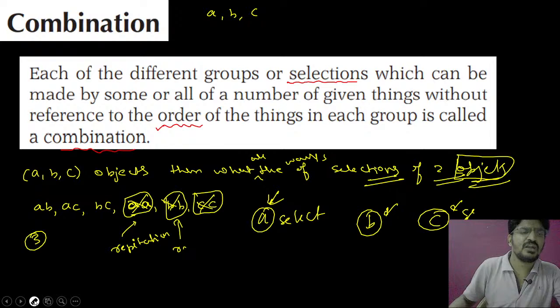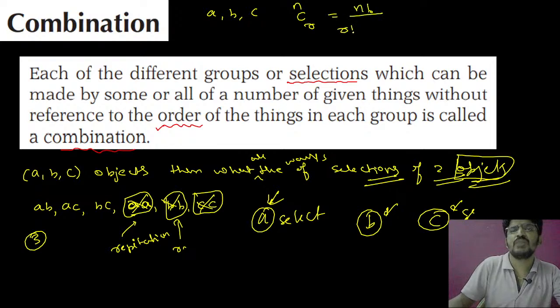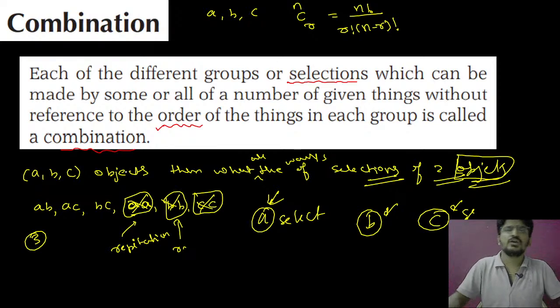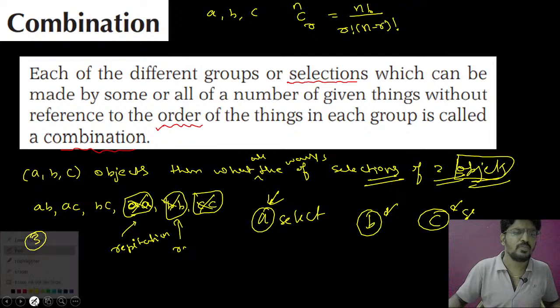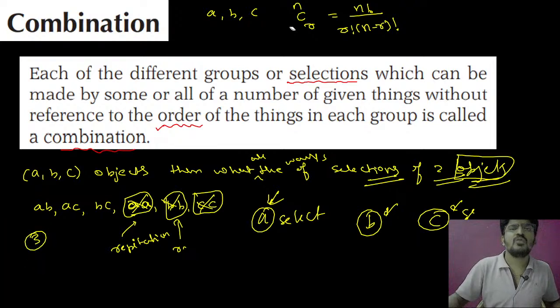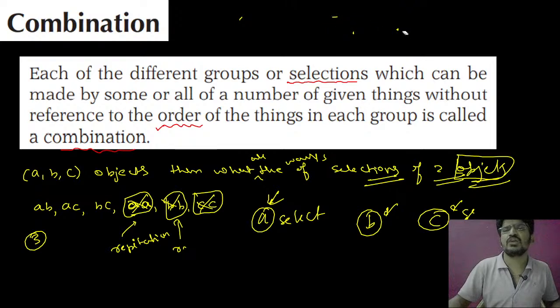Clear? And clearly we write it with one formula, that is nCr. So that will be n factorial divided by r factorial times (n minus r) factorial. So you can go through it and check it. You will get the right answer. No problem. Now we can quickly move to the difference of permutation and combination.